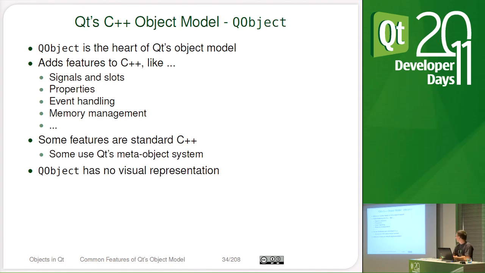Some of these features are standard C++, and everything which goes on top of C++ is using Qt's meta object system. And I will show you what this means. But keep in mind that a QObject has no visual representation. It's just an object in memory.